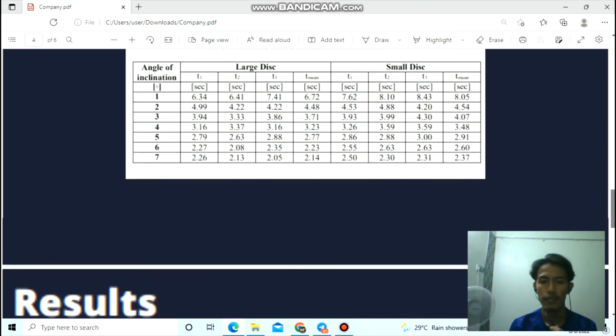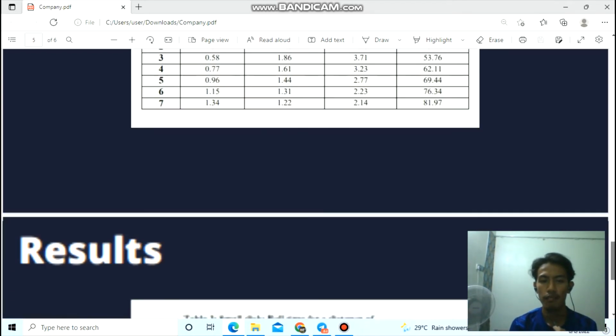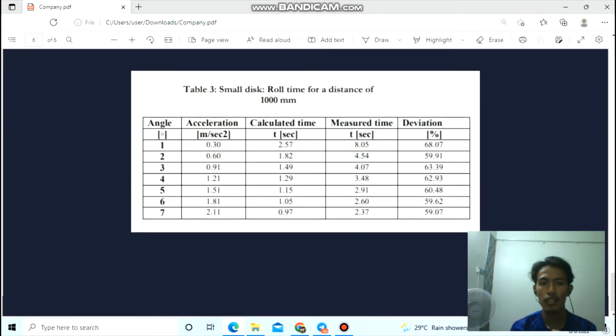Next is the result for table 2, for the large disc. We calculate the acceleration, calculated time, measured time, and deviation. Lastly, in table 3, we use the small disc and calculate the roll time for the distance of 1000 mm with the angle of 1 until 7, and we got the deviation.